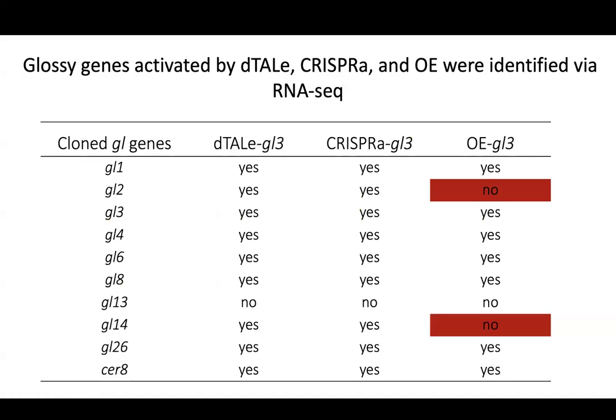We compared our RNA-seq data from these three methods. Interestingly, we found that the already known GLOSSY genes can be simultaneously identified by the two in vivo methods, the TAL effector method and the CRISPRa GLOSSY3 method. However, the OE GLOSSY3 method cannot identify GLOSSY2 and GLOSSY14 expression. Nevertheless, the OE method is the most robust method for driving mRNA expression. But the underlying reason we still don't know.